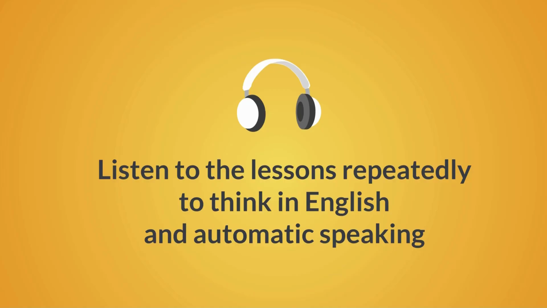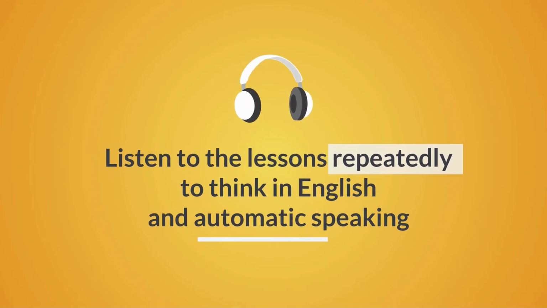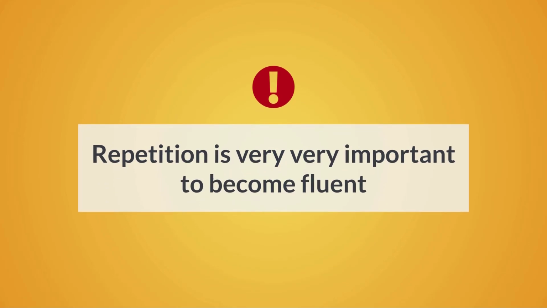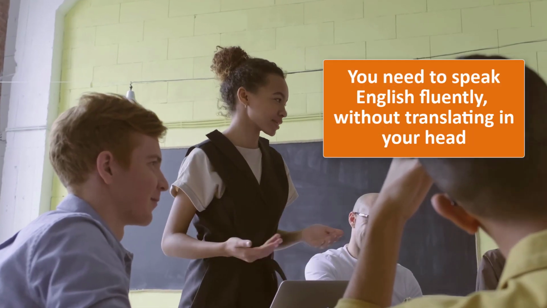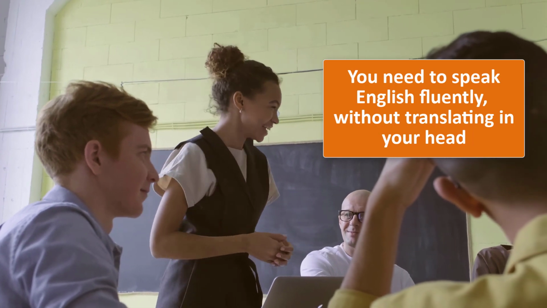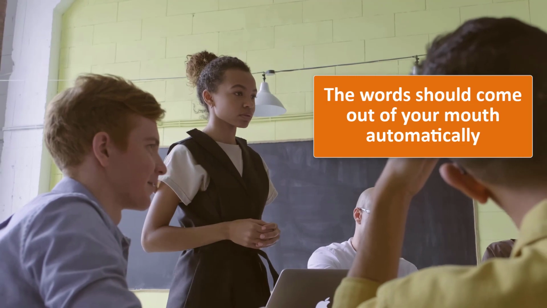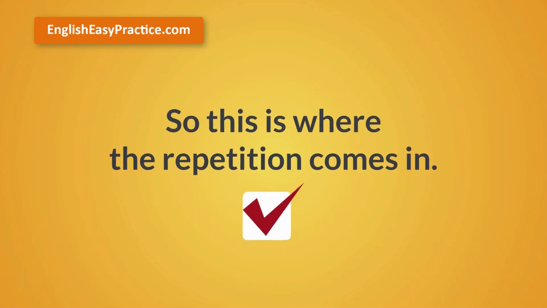Listen to the lessons repeatedly to think in English and speak automatically. Repetition is very, very important to become fluent. You need to speak English fluently without translating in your head. The words should come out of your mouth automatically. So, this is where the repetition comes in.